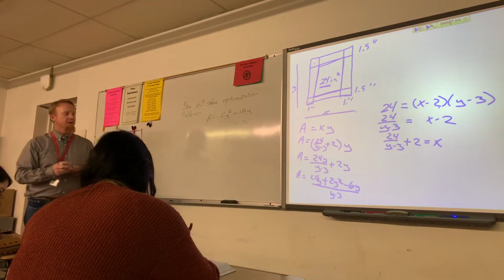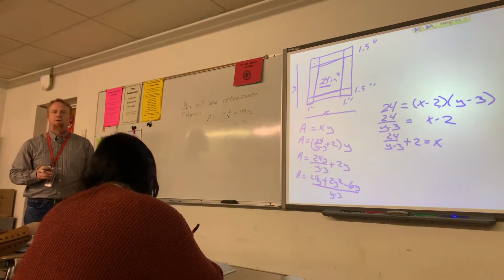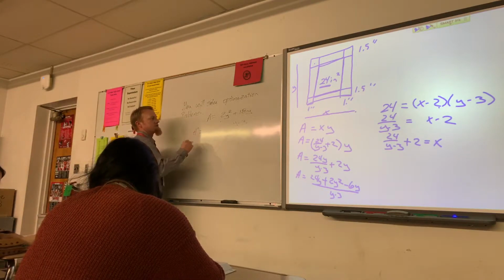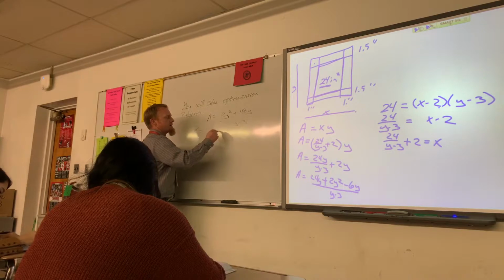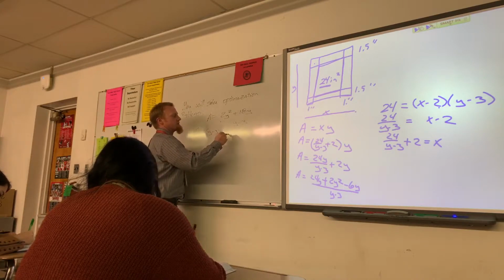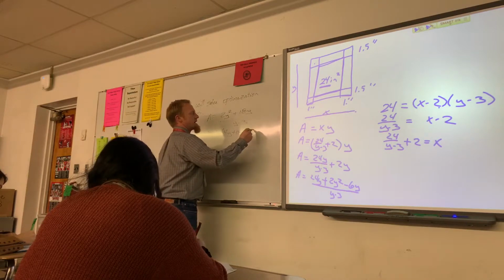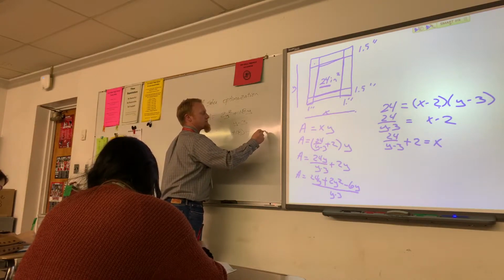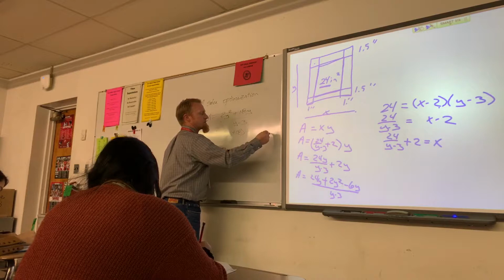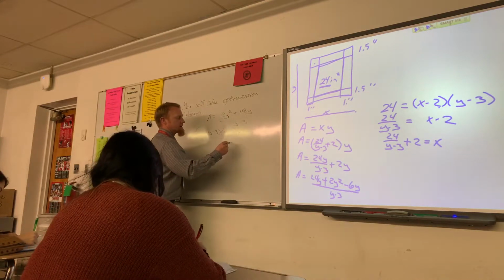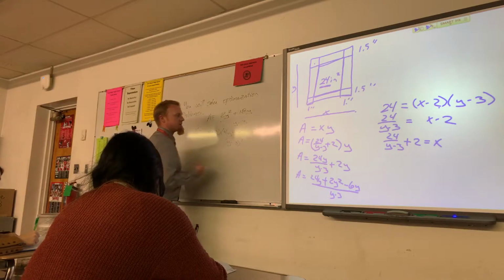Alright, now what? Take the derivative. What's required? Quotient rule. So bottom, derivative of the top, so that's going to be 4y plus 18, minus the top, derivative of the bottom is just 1, over the bottom squared.